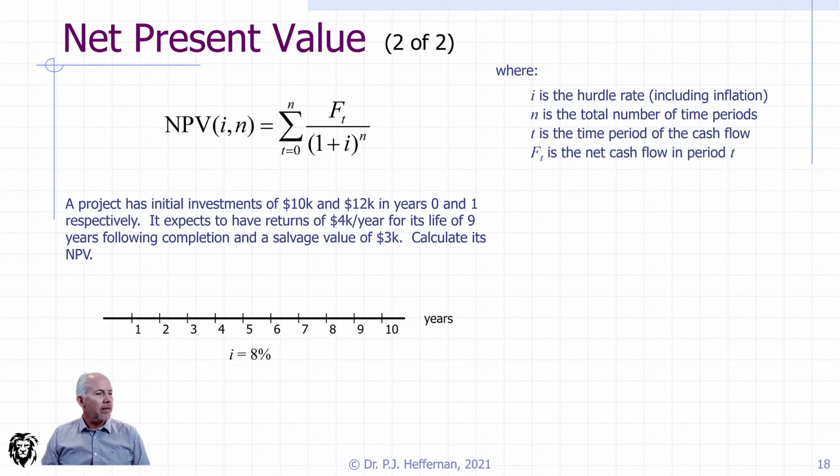And so let's build up the timeline. So I've drawn the timeline out here. I'm going to add, first off, my two cash outflows in year 0 and year 1. So $10,000 in year 0, $12,000 in year 1. And then add my annuity inflow of $4,000 per year. And finally, my salvage value of $3,000 in the final year.